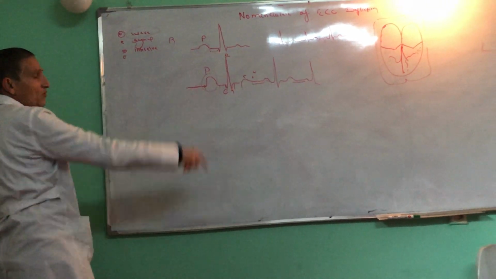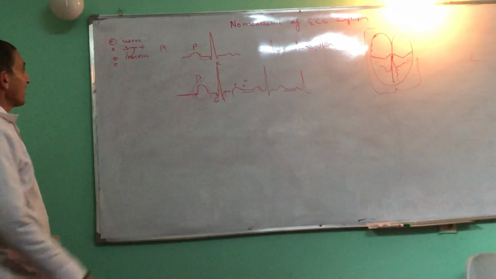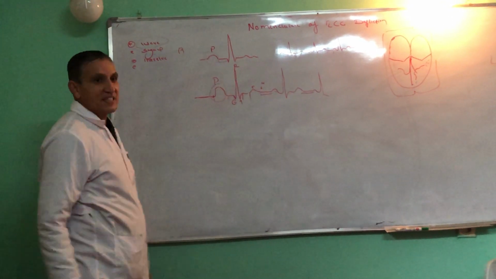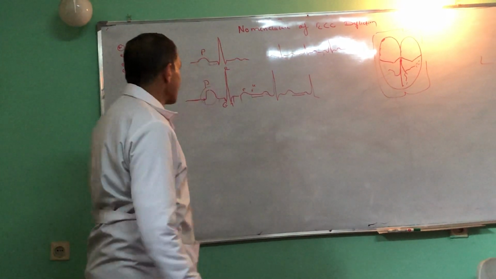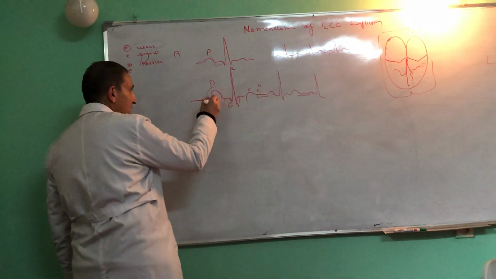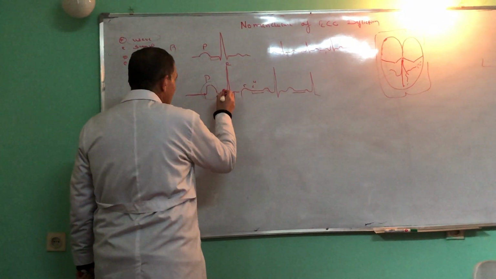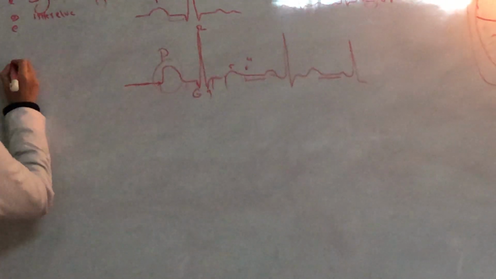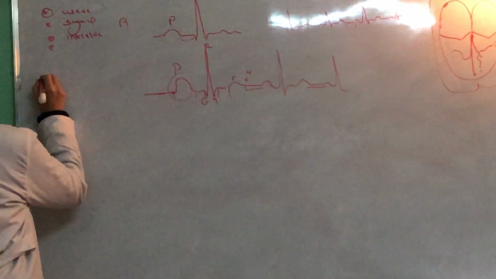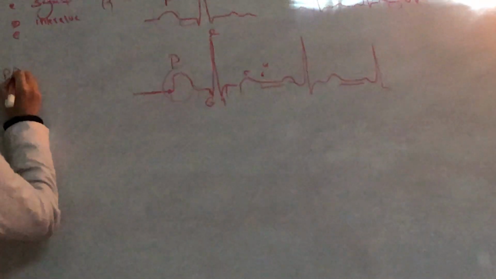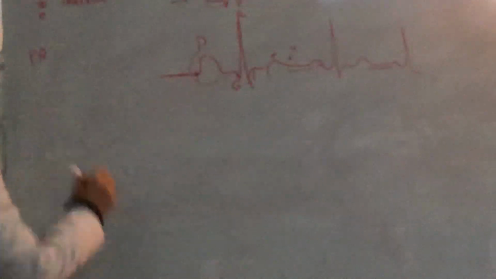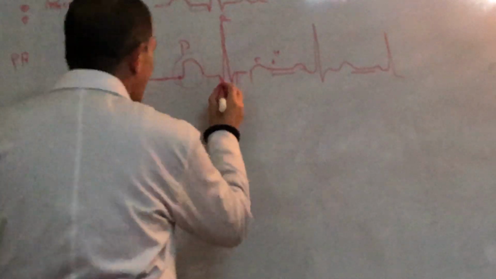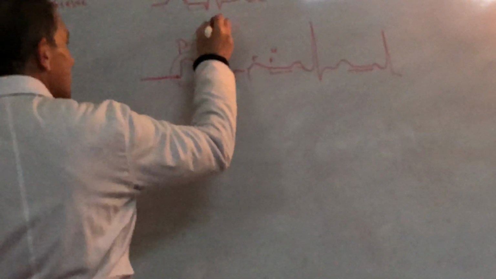So we have understood the meaning of the segments. Right now we are discussing the intervals. What does interval mean? Wave plus segment is called an interval. For example, this is the P wave and this is the segment. This is called the PR interval. Another interval we have is the QRS interval.